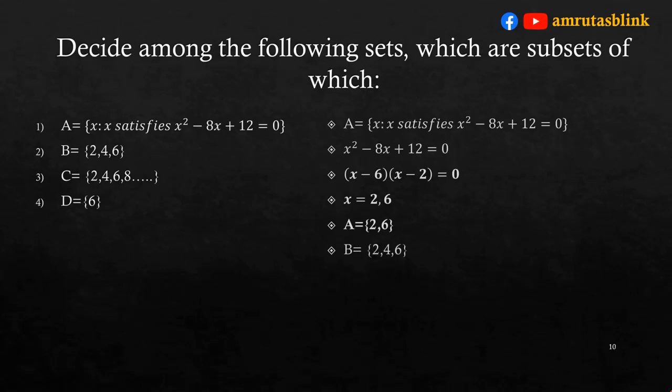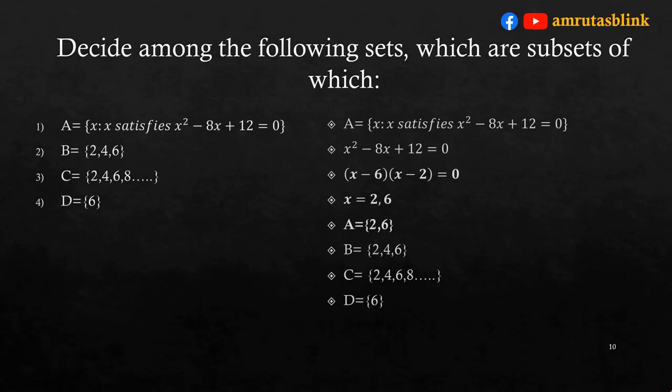Set B is directly given as {2, 4, 6}. That is a finite set. Now set C is given as {2, 4, 6, 8, and so on}. So it is an infinite set, and D is a singleton set with element 6.